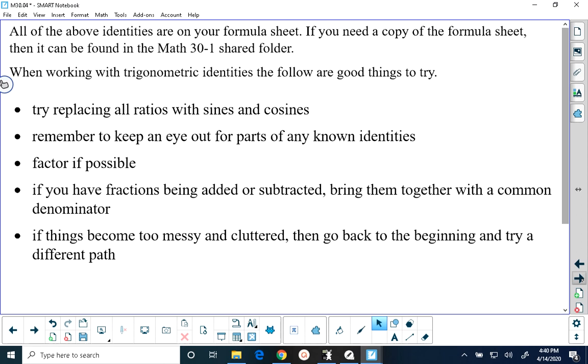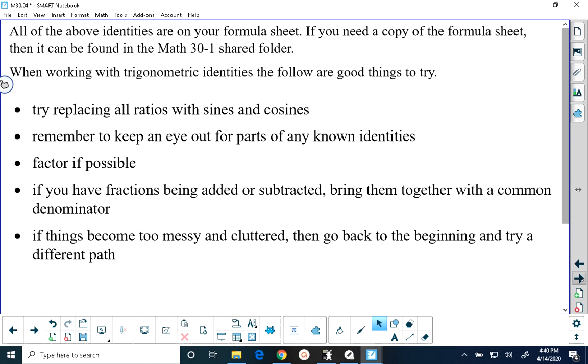One thing that's going to be useful from time to time to simplify the expressions in the problems we're going to be doing is to factor. Now, we're not going to be factoring x's and y's and z's and a's and b's. We're going to be factoring sine of thetas and cos of thetas and tan of thetas and secant of thetas, etc.